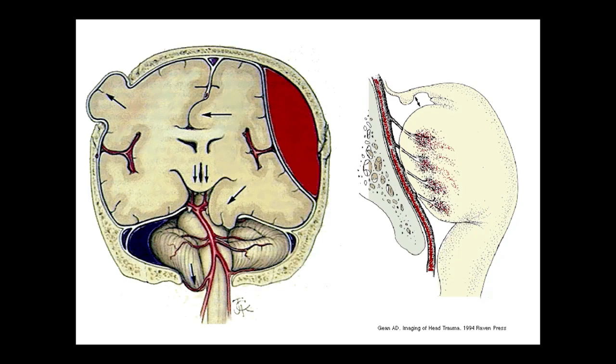In this case, we have an example of external herniation through a calvarial defect, a large epidural hematoma with subfalcine shift, downward transtentorial herniation, and lateral transtentorial herniation or uncal herniation. You can also have tonsillar herniation in which the tonsils descend below the foramen magnum.